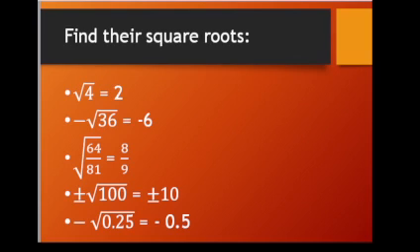Next is the positive and negative square root of 100 is positive and negative 10 because 10 squared, or 10 times 10, is equal to 100, and negative 10 squared, or negative 10 times negative 10, is also 100. And the last is the negative square root of 0.25 is negative 0.5.